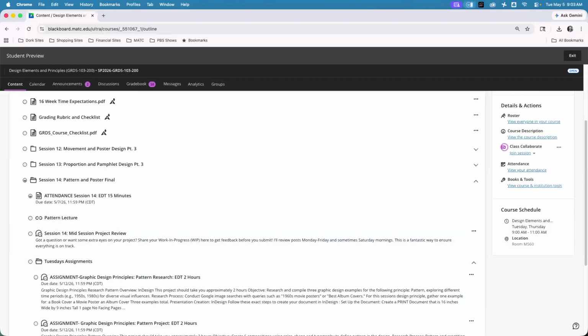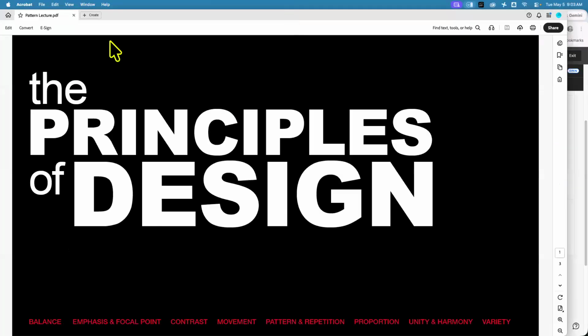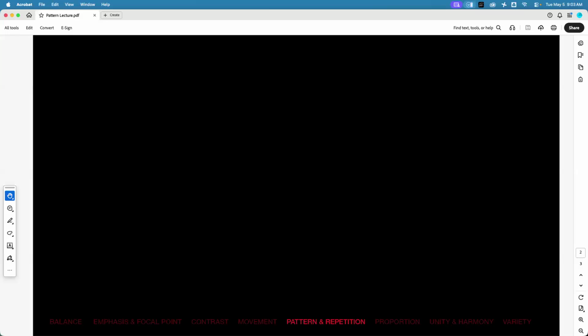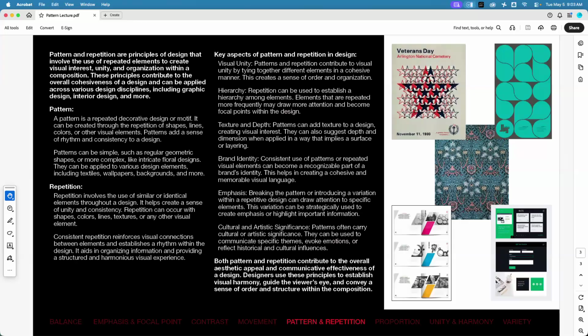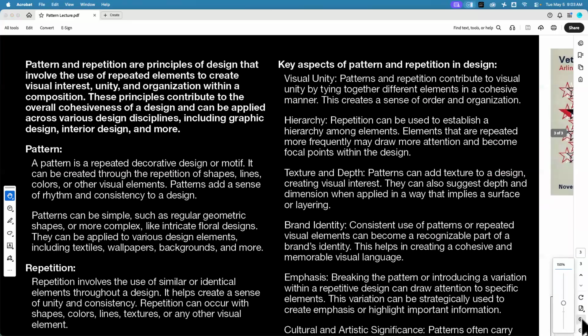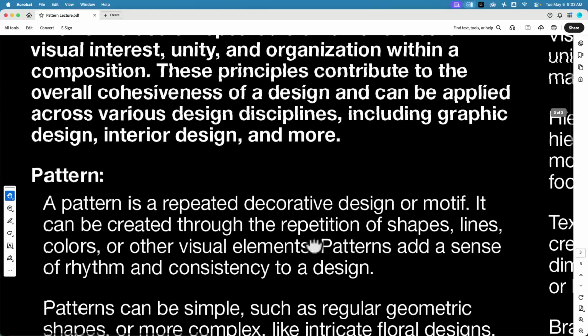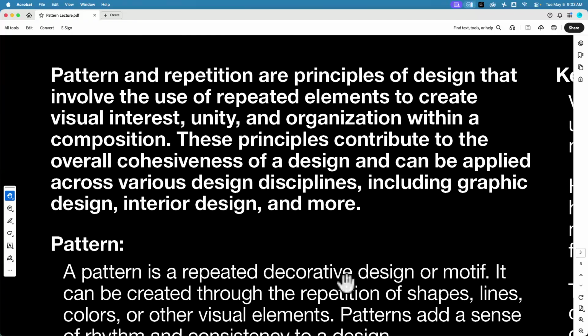Let's talk about pattern. All right, so we have pattern and repetition. So we have two different things going on here, which is A-okay. And let's get going to them. Let's zero in, and then we'll talk about them as separates, and then we will kind of talk about them as pairing. So it's repeated elements to create visual interest. That's the best way to say it.